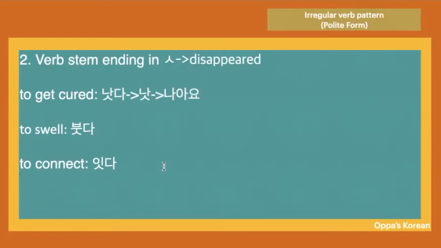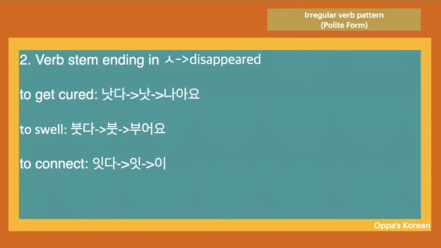To swell, 붓다, the stem is 붓. The stem ends in ㅅ, so ㅅ disappears. The vowel is not ㅏ or ㅗ, so 부어요. To connect, 잇다. The stem is 잇. The stem ends in ㅅ, so the ㅅ disappears.